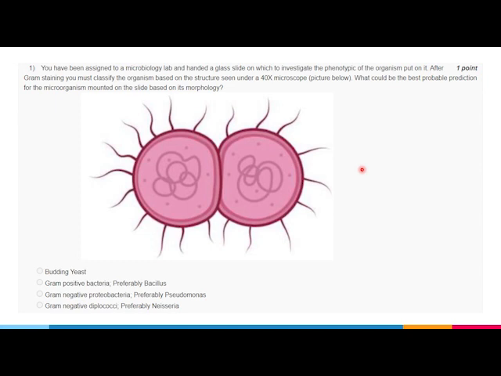Yeah, nice, excellent. Niranjana has summarized it excellently. It is pink in color, and we'll learn about gram staining in just a bit. Gram-negative bacteria are pink in color.